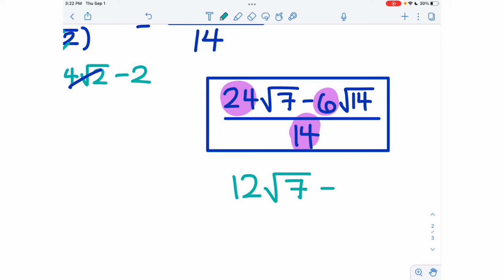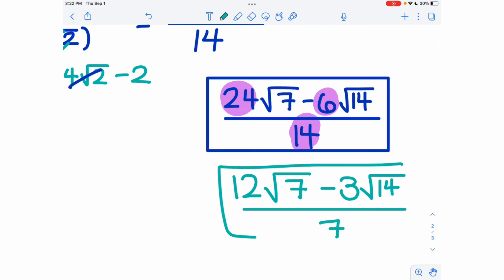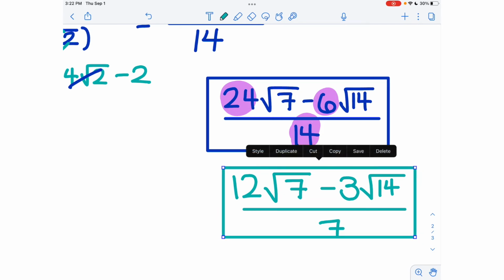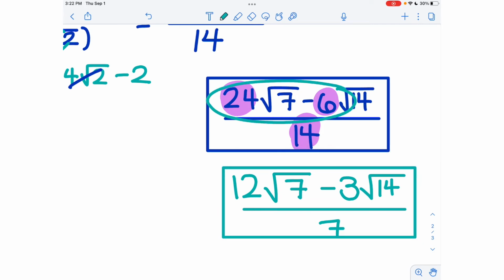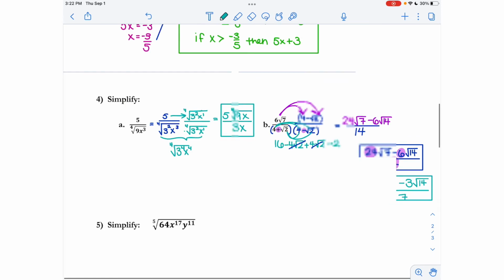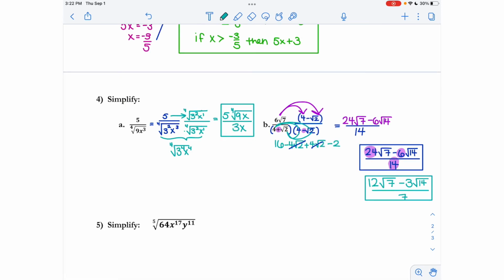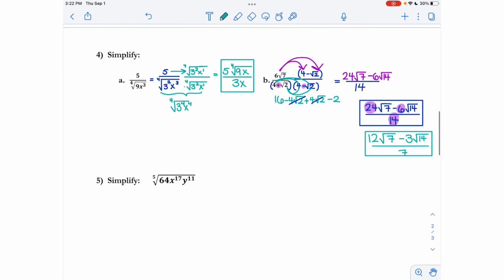12 root 7 minus 3 root 14 all over 7. So both of these are acceptable answers, okay? We are not yet in the factoring unit, so I don't expect you to factor on the top and cancel, but it is possible. So if you realize it, then by all means, go ahead and do it. So those are the two rationalizing problems to look out for on the test.